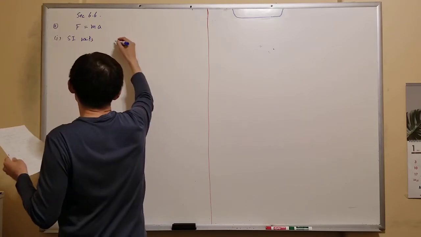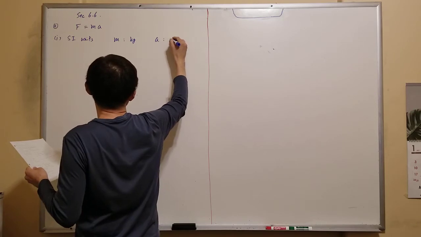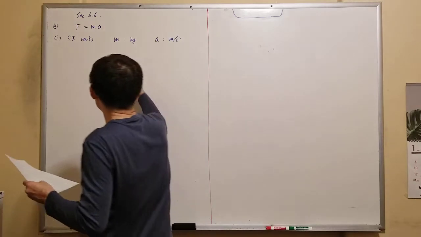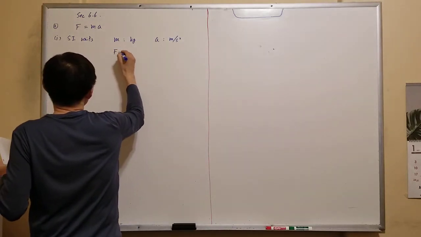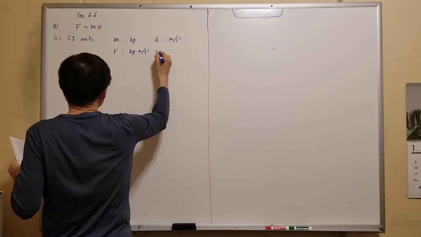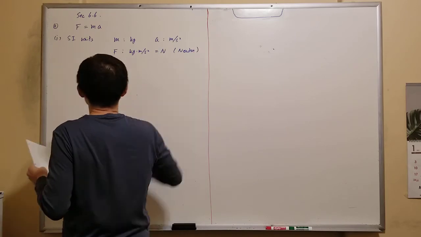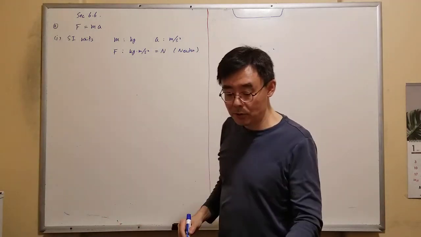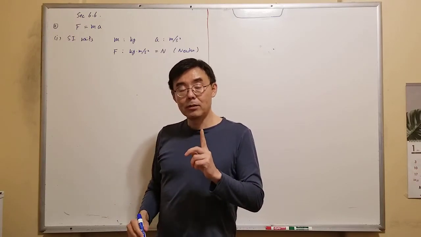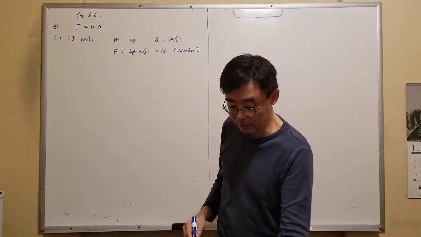For mass, we use kilogram. Acceleration, meter per second squared. For force, F equals ma, so kilogram times meter per second squared. We call it Newton. So 1 Newton of force is the force which can give 1 meter per second squared acceleration to 1 kilogram mass. That's 1 Newton of force.